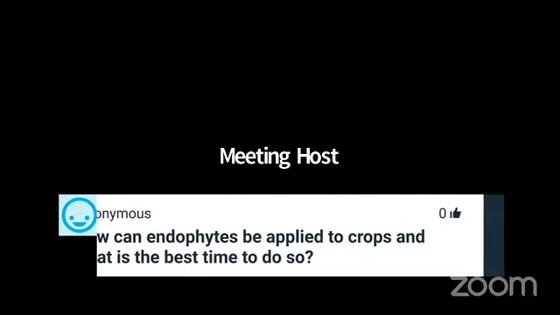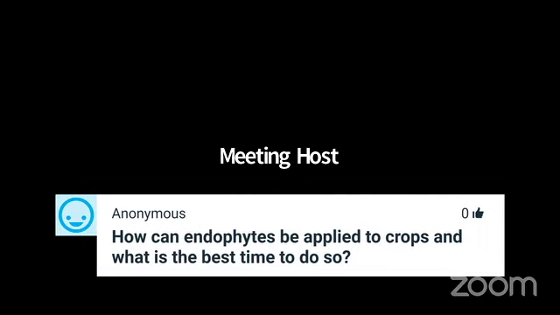How can endophytes be applied to crops and what is the best time to do so? We can apply the endophytes to plants in the form of liquid solutions. The microorganism can be grown in a particular growing medium that is already developed or validated in the laboratory. And the time of application varies according to the crop.